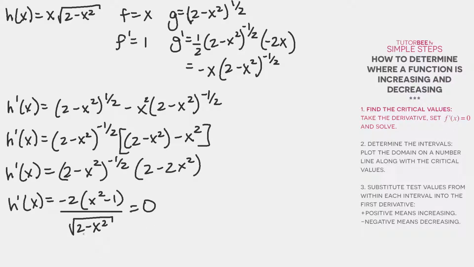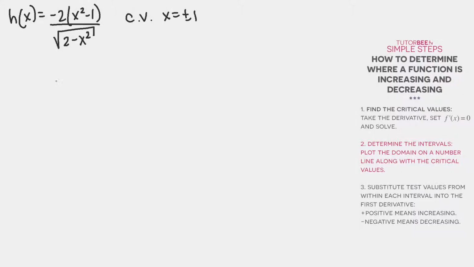When I set that equal to 0 and solve, of course, the denominator isn't going to come into play here. I'm really just solving x squared minus 1 equals 0. If x squared is equal to 1, then x is equal to plus or minus 1, and those are my critical values. We have our critical values, and we can plot them in the domain on a number line to get our intervals.